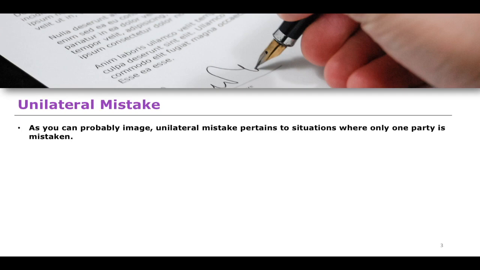Now, unilateral mistake pertains to those situations where, rather than both parties being mistaken about something, only one party is mistaken. Remember, common mistake was where both parties had a common mistake, i.e. they were both mistaken about the same thing. Mutual mistake is those circumstances where both parties are mistaken, but they are mistaken about different things. And then unilateral mistake, finally, relates to those situations where only one party is mistaken. In addition, the other party is aware of the mistake.